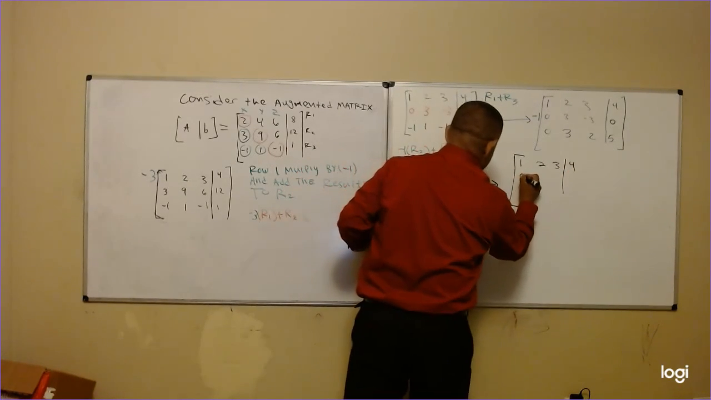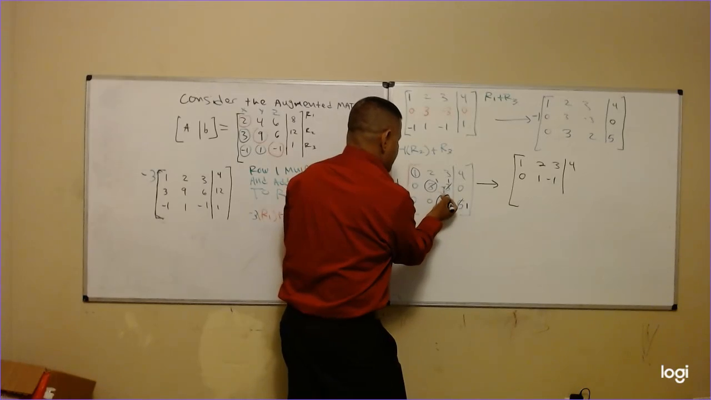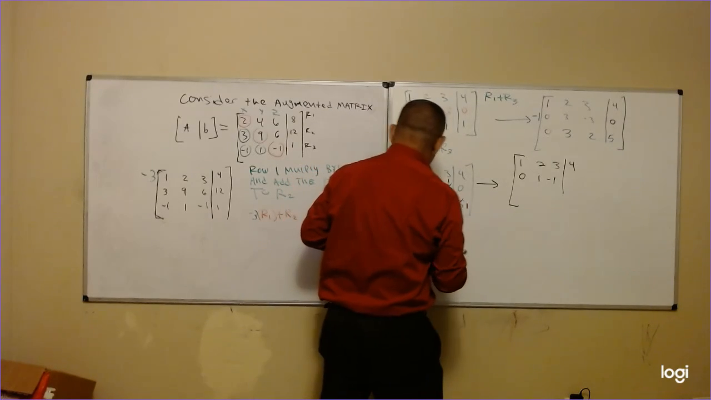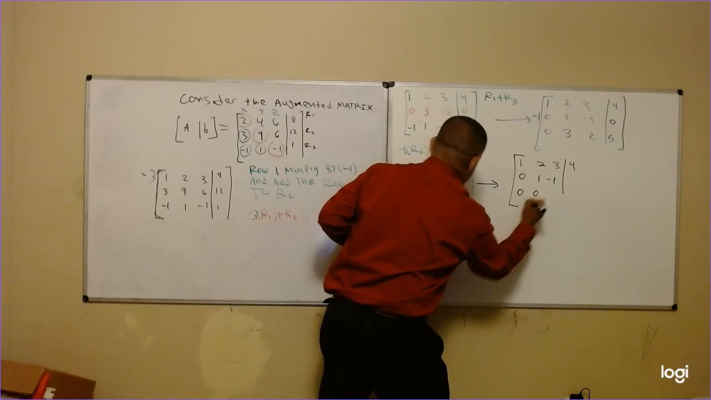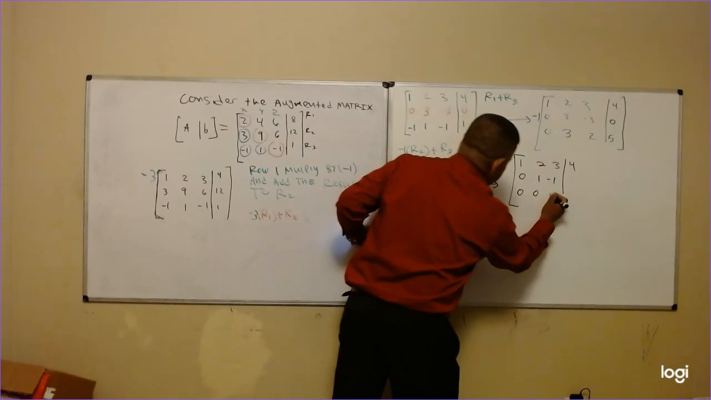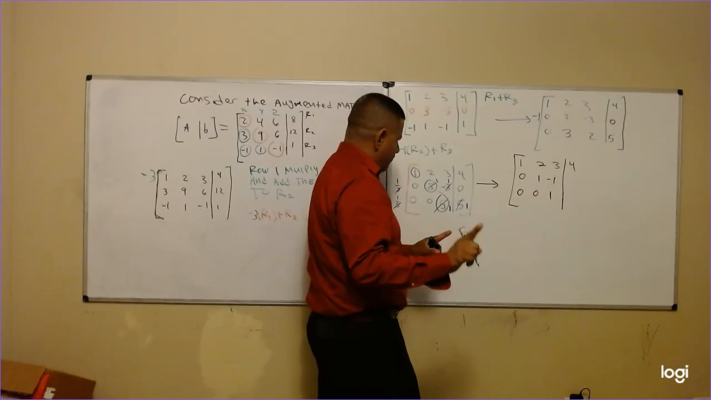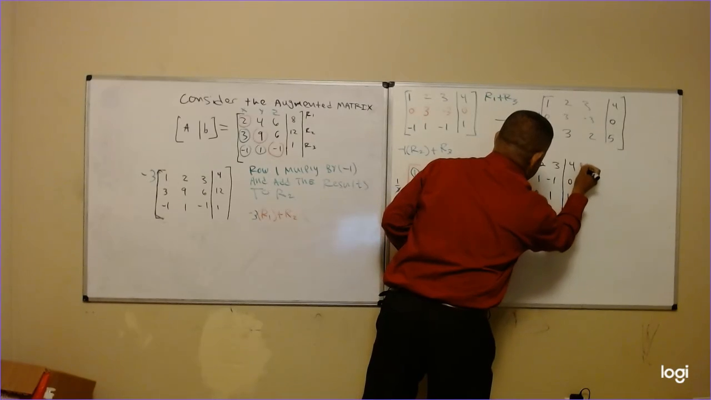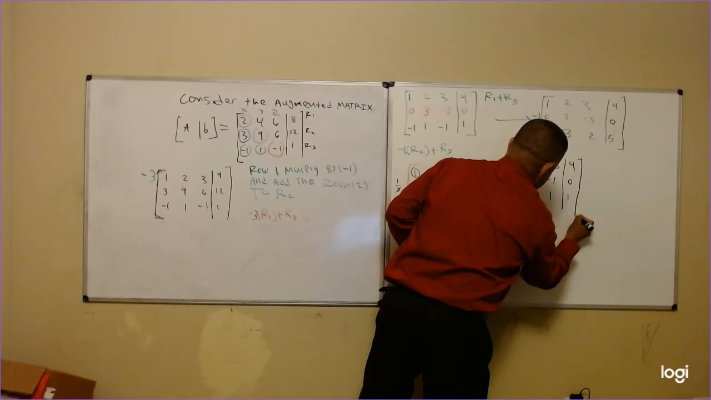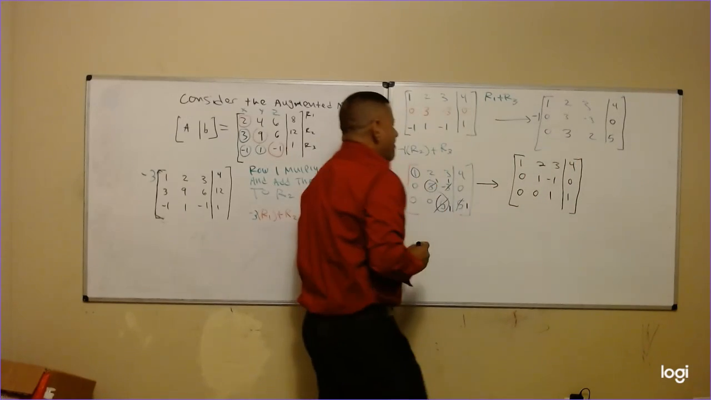I got 0, I got 1, I got negative 1. Remember, this is a negative 1, so I have to make sure that I account for that sign as a negative 1. And this is a 0. This is a 0. And that is a 1. Then, of course, I have to put this 1 here and 0 here. Now I am ready to solve.